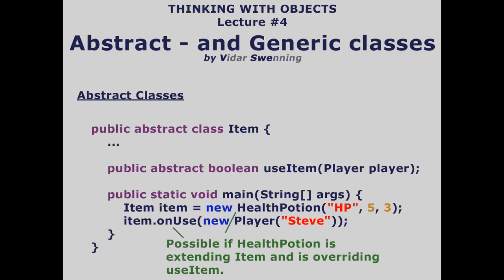It's just there as public abstract boolean useItem. So therefore, when we have that abstract, we can still call it, but since we can't create any objects of an abstract class, it's still going to be fine. But then when we create objects of the subclasses, we can still call item.onUse.